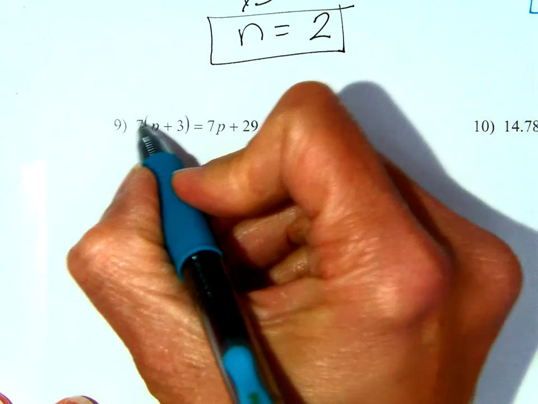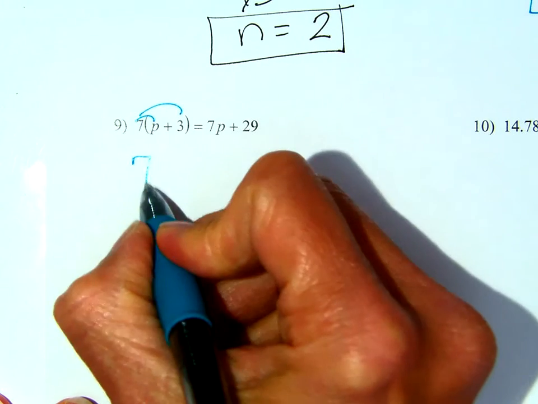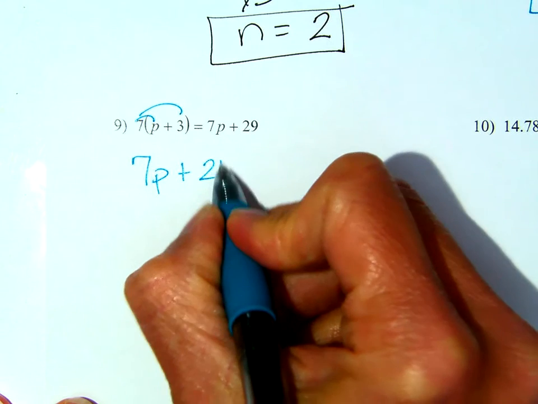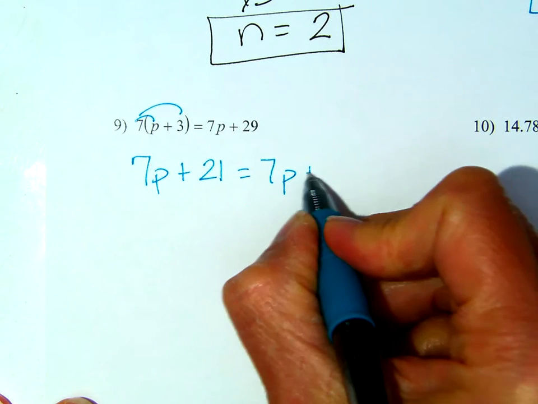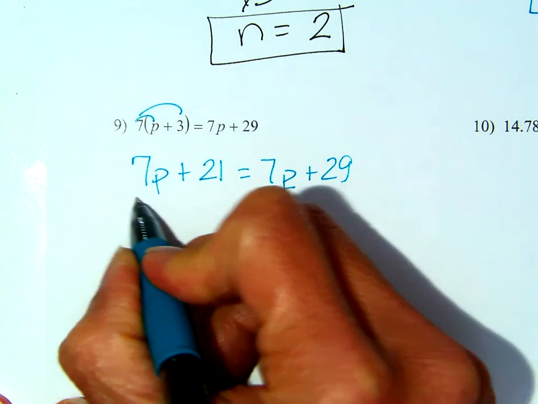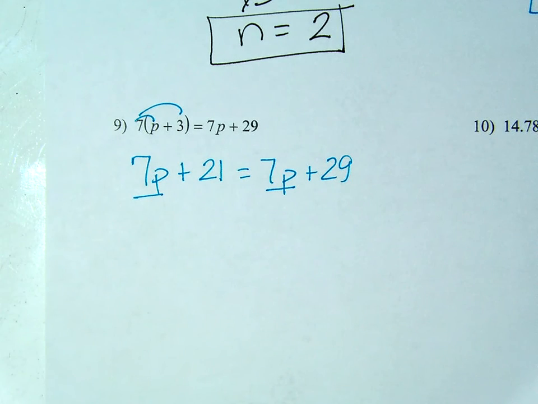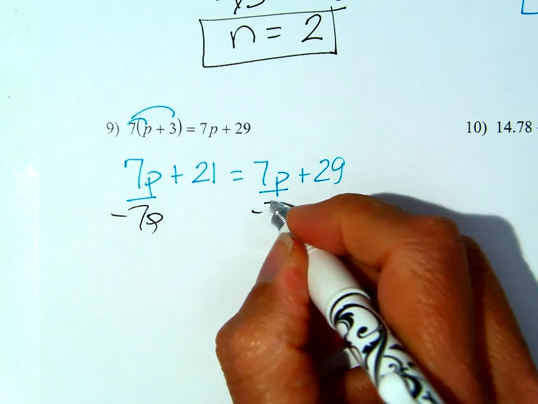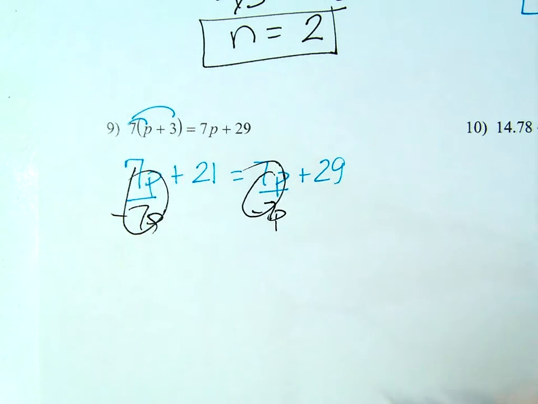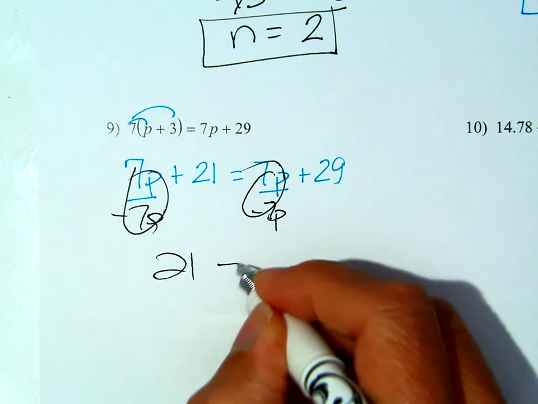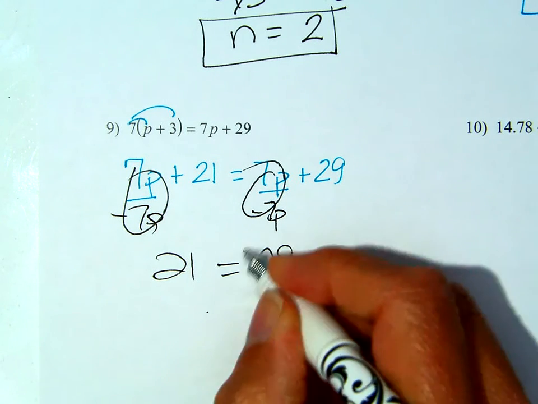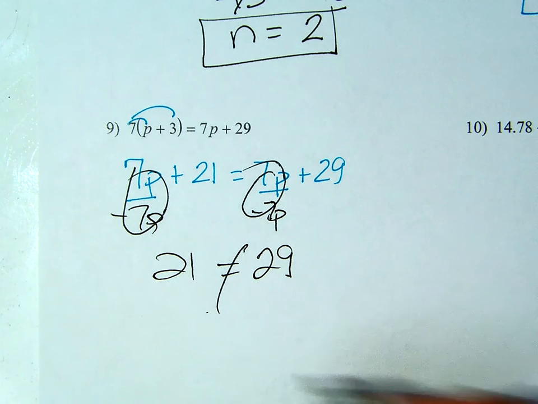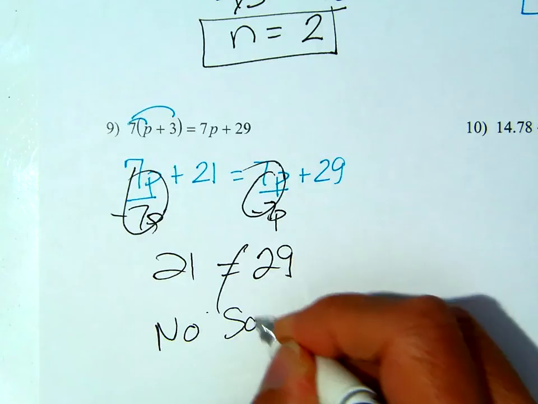I'm going to distribute. 7p plus 21 equals 7p plus 29. Hold on, did we say 7p on both sides? The variables are exactly the same? Remember what happens there. You subtract 7p from both sides, and you get no p's left. And then you see, does 21 equal 29? Absolutely not. So I know that's a no solution.